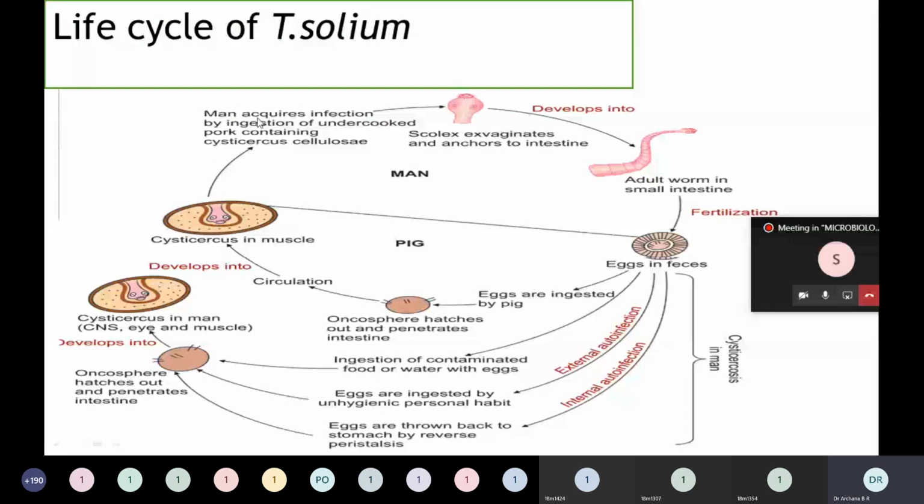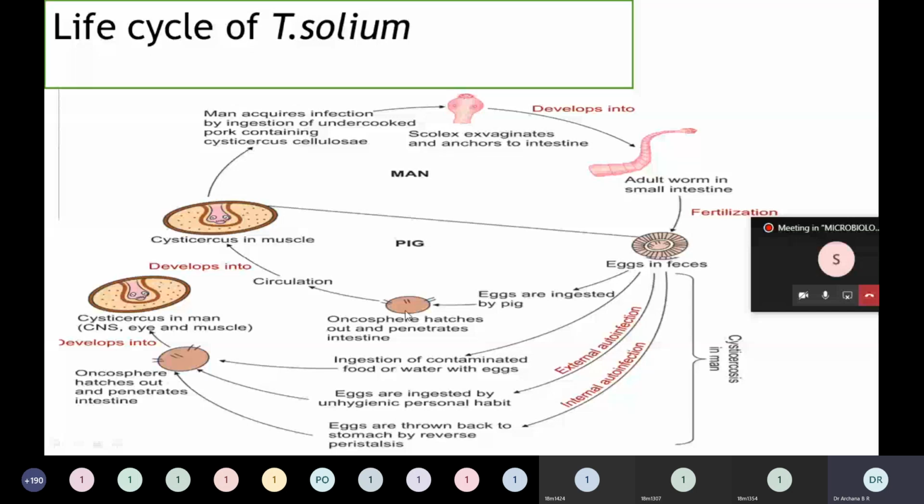Man acquires the infection by ingestion of undercooked pork containing Cysticercus cellulosae. After the ingestion, the scolex evaginates and anchors to the intestine, where it develops into the adult form, and there will be fertilization, development of the embryo and passage of eggs in the feces. Once passed in the feces, eggs are ingested by the pigs while grazing in the field.